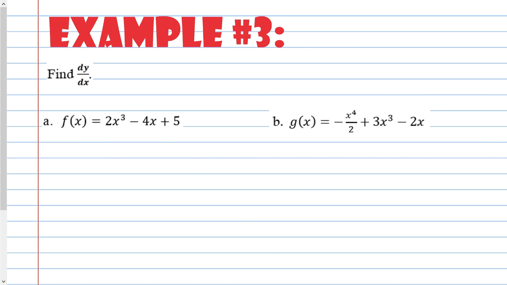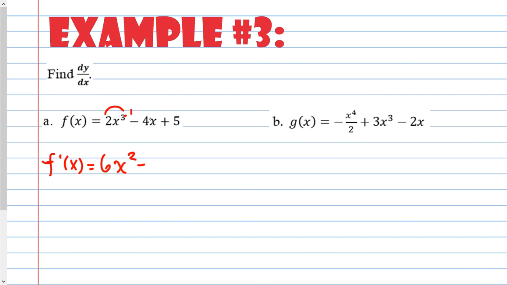All right, example 3, find dy dx. So I'm going to speed up a little. So f prime of x, right? These functions are a little longer. They have a few more terms, but it's still the same process. So 2x cubed, I'm going to do 3 times 2, which is 6, and then x. And then the 3, I'm going to subtract 1, so I get 2. So that's that first part.